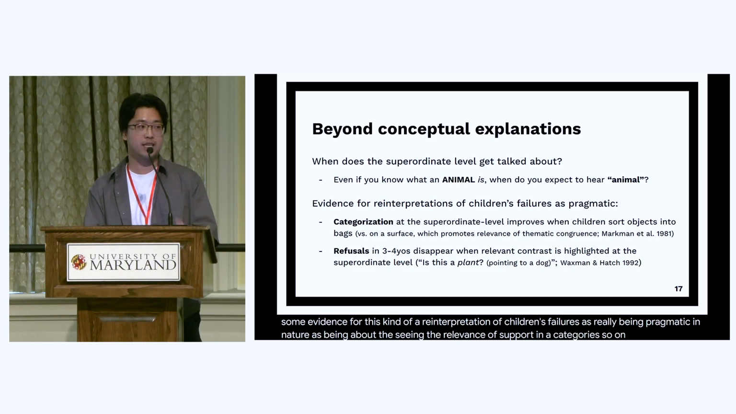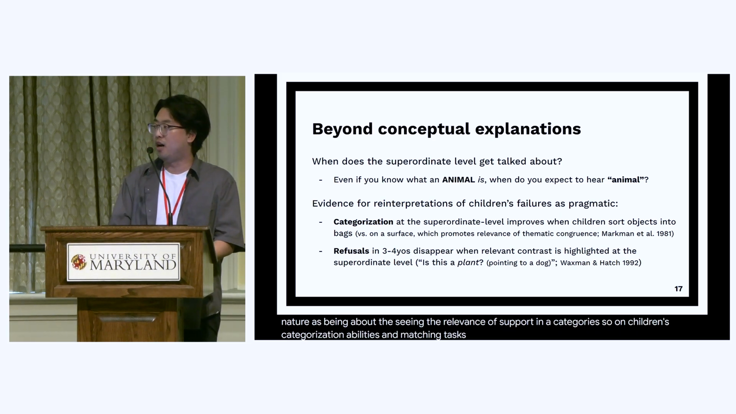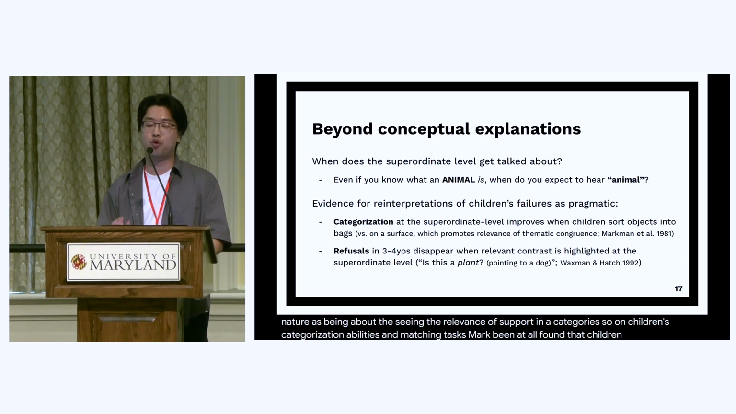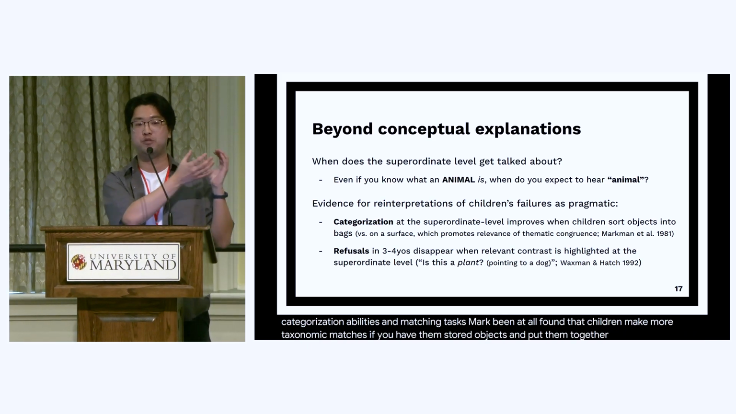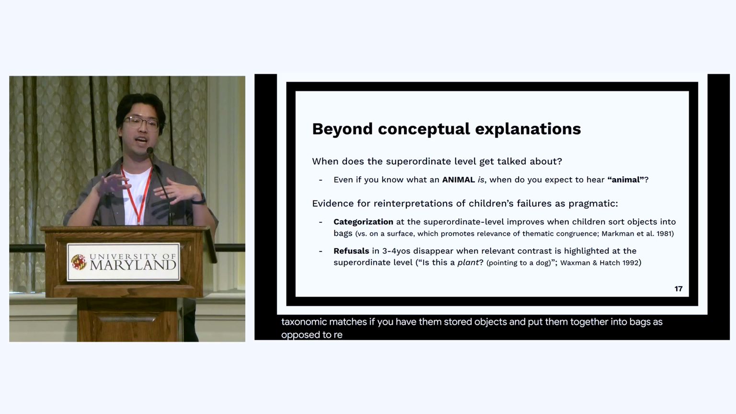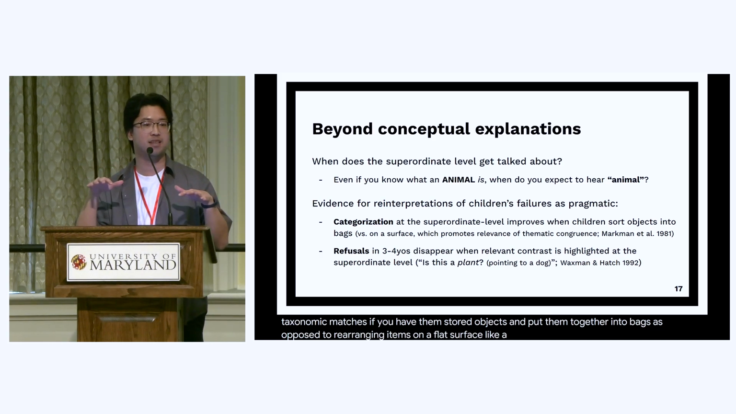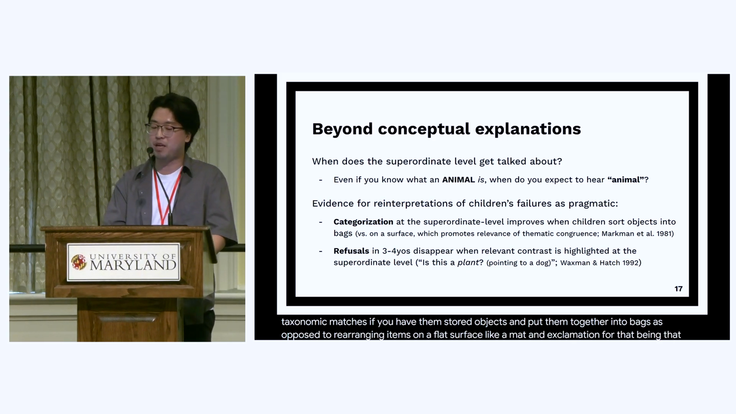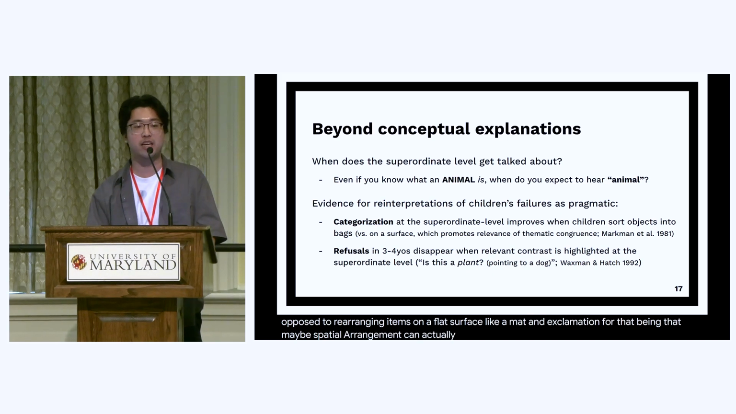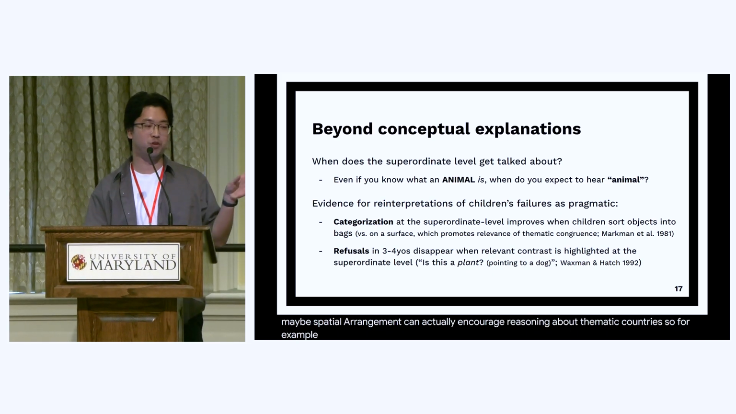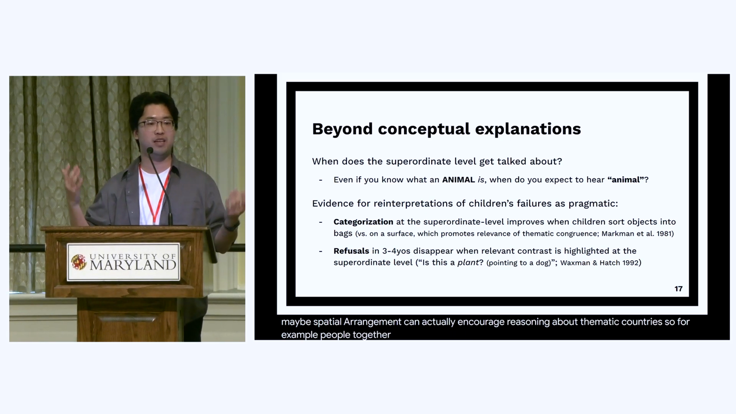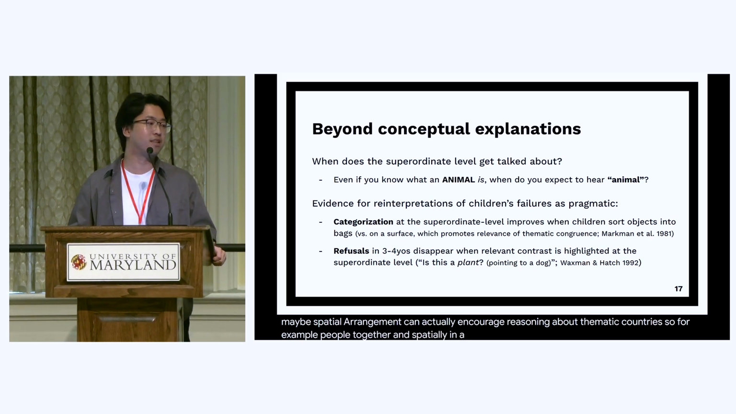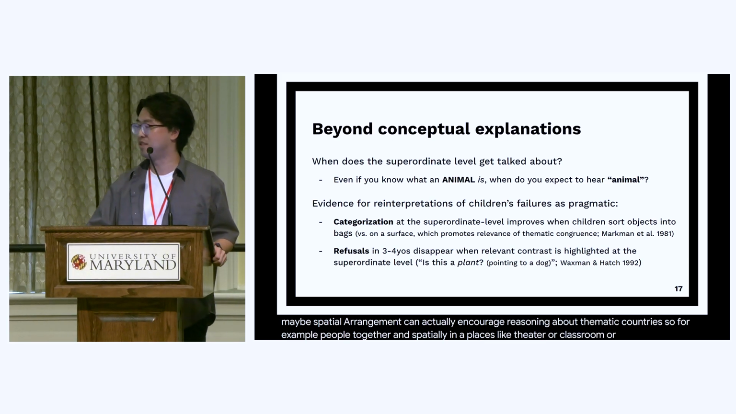So on children's categorization abilities and matching tasks, Markman et al. found that children make more taxonomic matches if you have them sort objects and put them together into bags, as opposed to rearranging items on a flat surface like a mat. And the explanation for that being that maybe spatial arrangement can actually encourage reasoning about thematic congruence. So for example, people and chairs don't form a taxonomic category, but they do go together spatially in places like a theater or a classroom or at a conference.